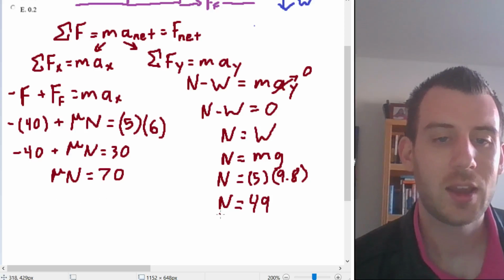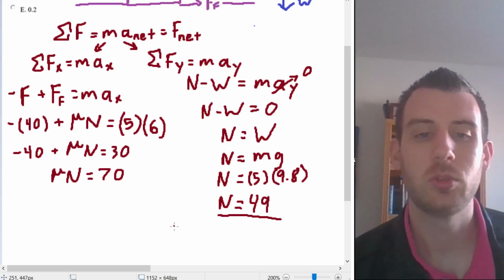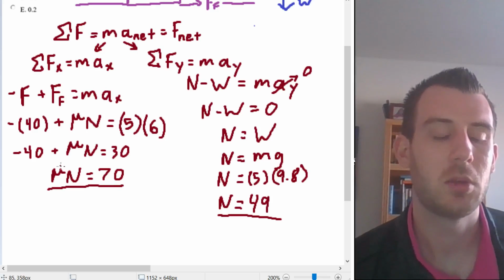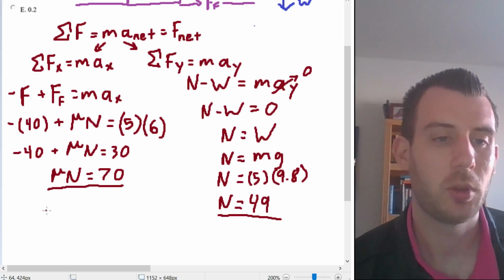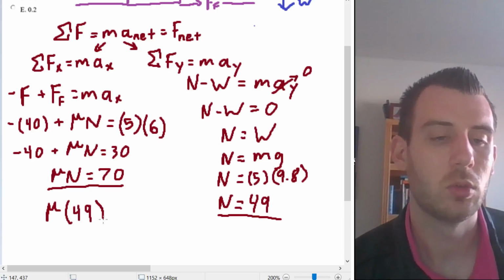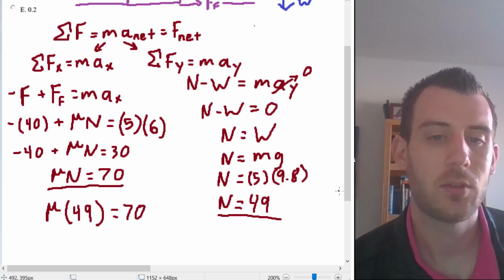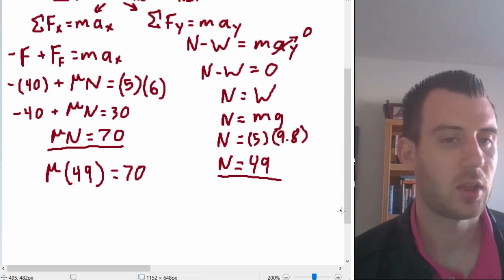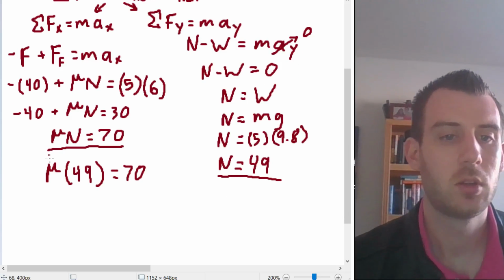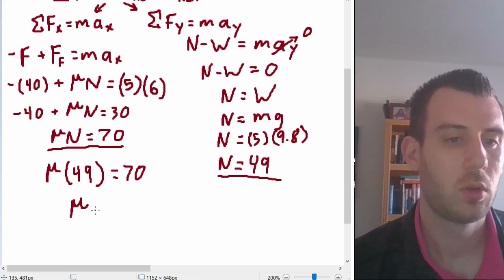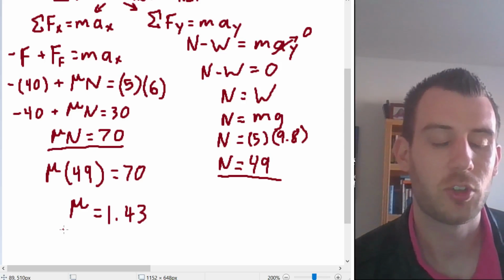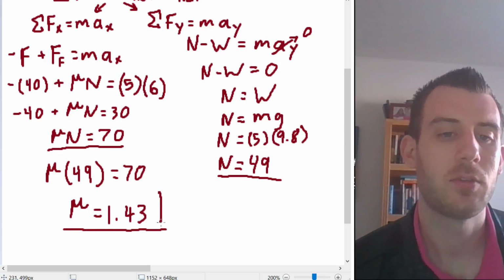So, what can I do though? I have the normal force equal to 49, and I have an equation over here with my mu in it. My mu is my coefficient of friction. Let's plug this in. I could say mu times my 49 newton normal force is equal to 70. And if I do some quick math there, 70 divided by 49 gives a coefficient of friction of 1.43, and that is unitless. It's just a coefficient, but that is my final answer.